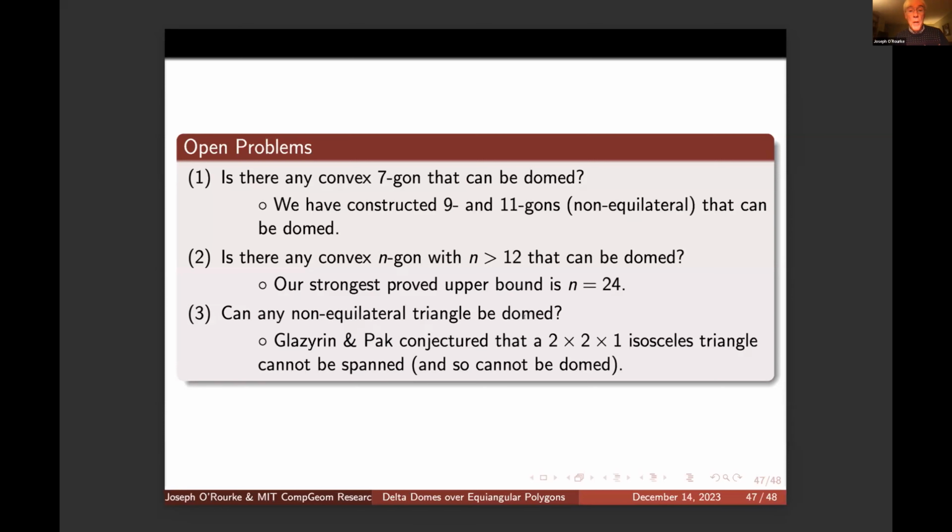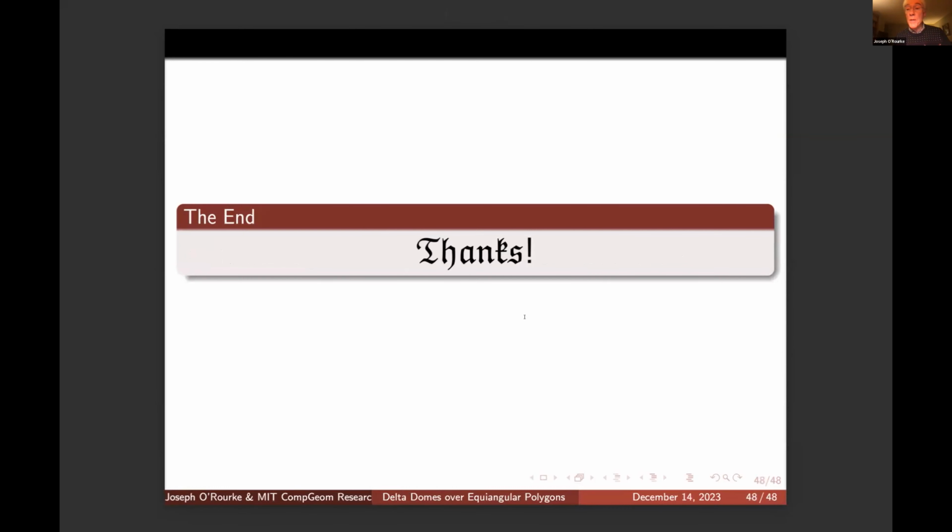You can dome an equilateral triangle with a regular tetrahedron, but can any non-equilateral triangle be domed? Anyone. Glaser and Pack conjectured that a 2 by 2 by 1 isosceles triangle cannot be spanned in their terminology. Since their spanning is a very loose construct, it would also show that they cannot be domed. But this is also unknown. And there are many other open problems. Thank you very much.